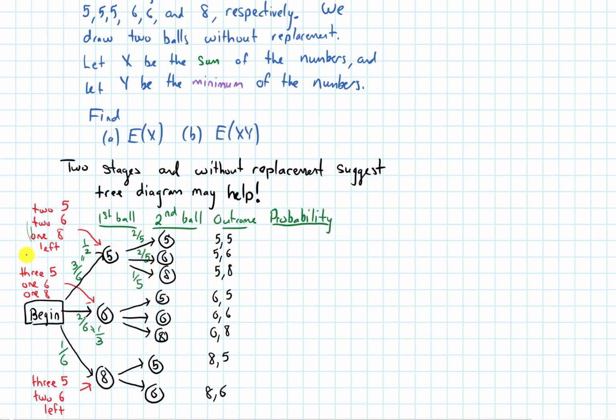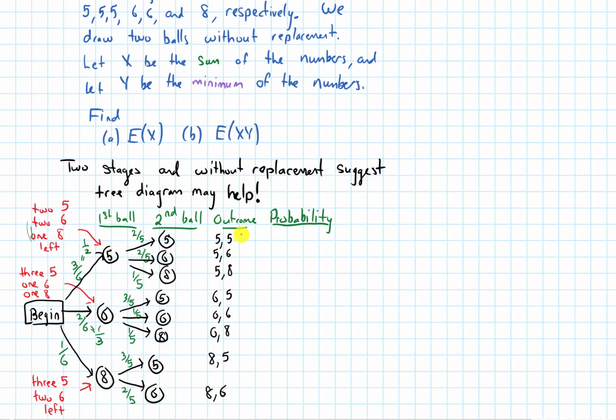Okay, so starting from the 6 now, going to the 5, 6, and the 8, I see there's 3 5s out of 5 total balls left. So this is going to be 3/5 and these other two probabilities are going to be 1/5. So 1/5 there and 1/5 here. And then these last two branches, 3/5 probability here and a 2/5 probability there.